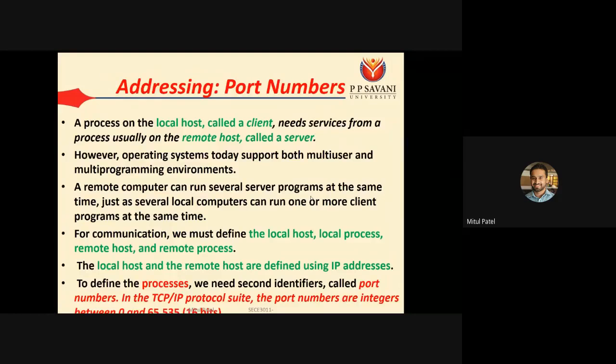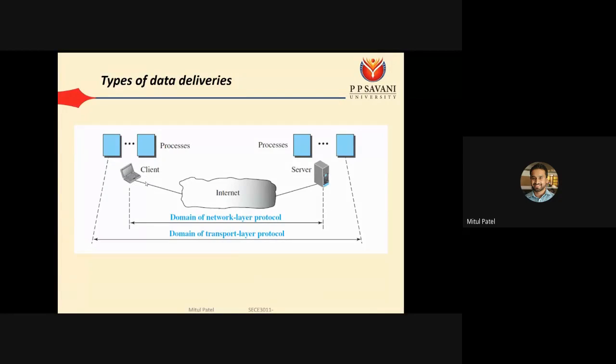So we know that for this client and server, we are using the IP address to identify the local host and remote host. But to identify the particular process on the client and the particular process on the server, we require the port address. The number of bits that can be assigned for the port address is 16 bits. So the size of the port address is 16 bits. That's why the value of the port address can range from 0 to 65535.